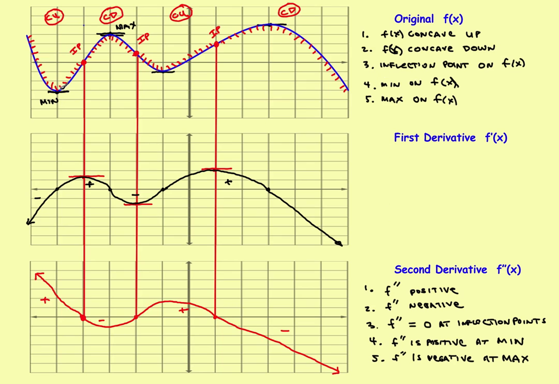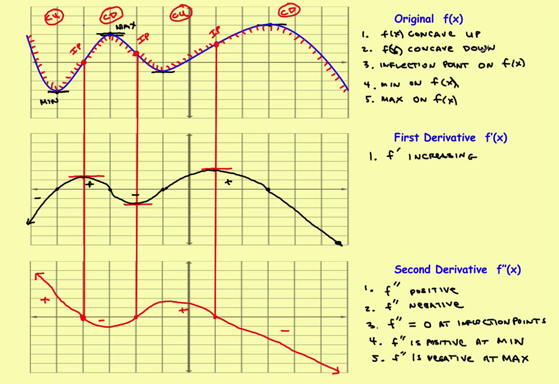Now let's take a look at this. Where the original function is concave up, and now we'll compare it to the black graph. So where the original function is concave up is in this interval right here. Now look at the first derivative. If the original function is concave up, the first derivative is increasing. So on step number 1 here, we can put this. When the original function is concave up, that means that f prime must be increasing. So it's another way of determining concave up or concave down.